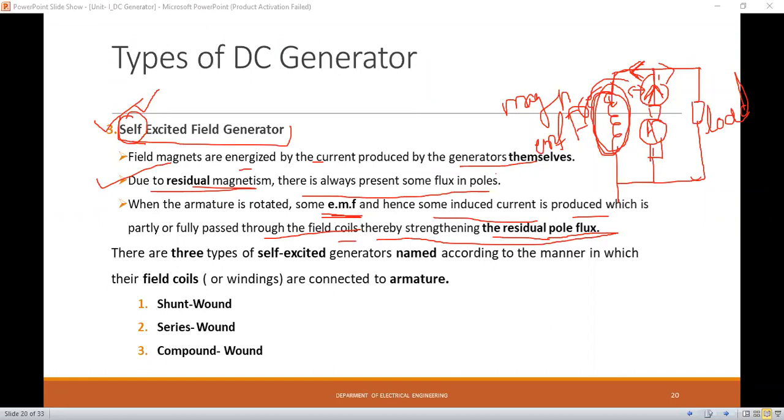Now the self-excited DC generator. Again, this self-excited DC generator can be divided into three types. These three types are based on how the field winding is connected with that of the armature.